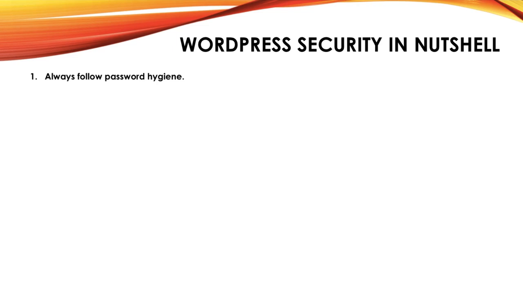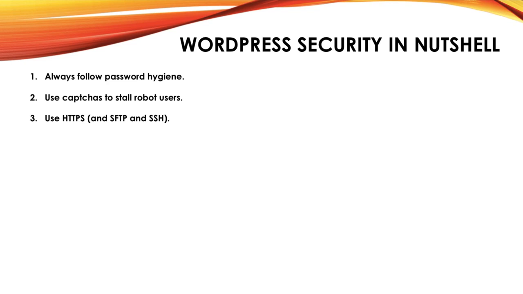So here we will discuss WordPress security in a nutshell. Number one, always follow password hygiene, that is, use secure and hashed passwords. Don't use plain passwords. Use CAPTCHA to stall robot users. Use Google reCAPTCHA on your login screen, on your registration screen, or if you have any form from where a user can submit something from the front end, make sure you have added a CAPTCHA on it so that no malicious file can be uploaded through that form.